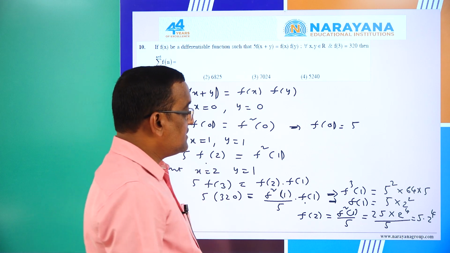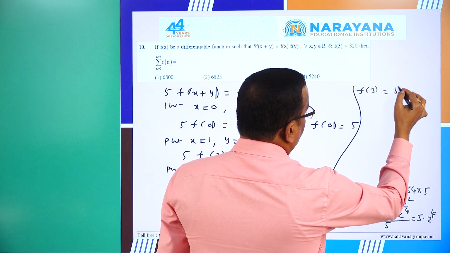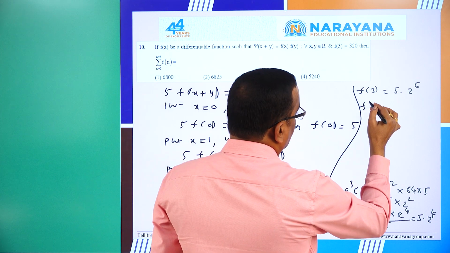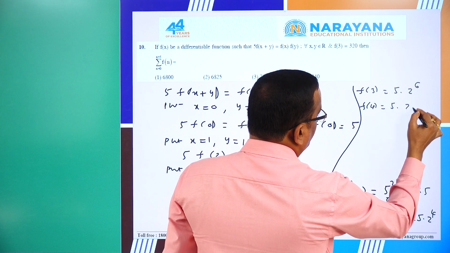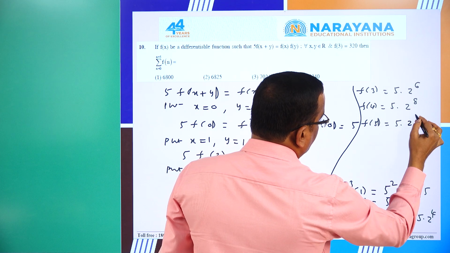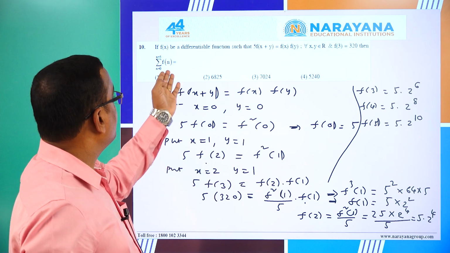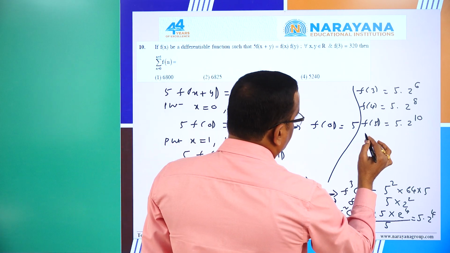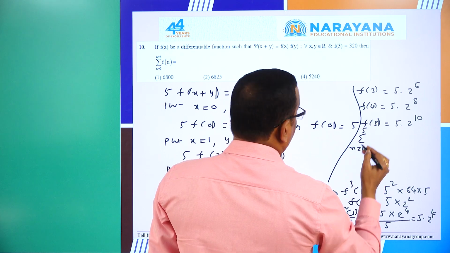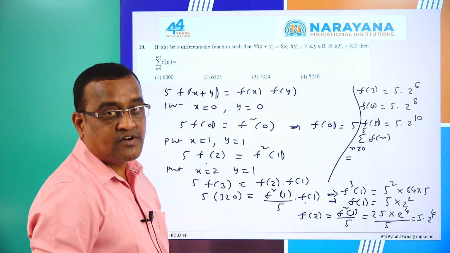So from that we can generalize: f of 3 is 5 into 2 power 6, f of 4 is 5 into 2 power 8, and f of 5 is 5 into 2 power 10. Now, substitute f0, f1, f2, f3, f4, f5 in this. We get sigma n equal to 0 to 5 of f of n, which is f of 0 plus f of 1 plus f of 2 and so on up to f of 5.